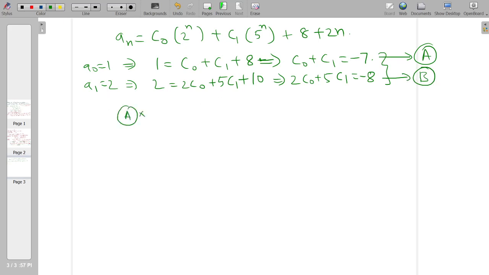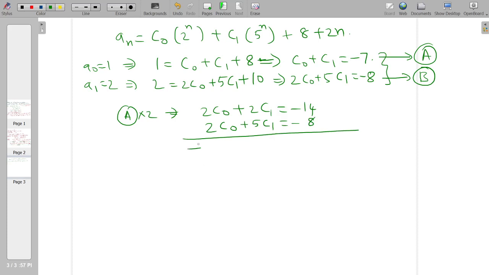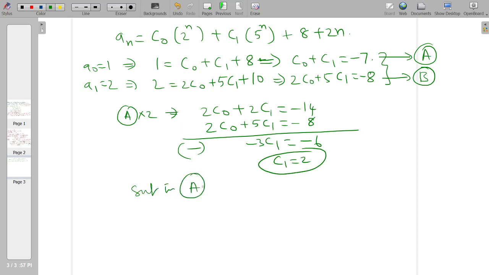So for that I multiply A with equation 2. I have 2C naught plus 2C1 is equal to minus 14. I have 2C naught plus 5C1 is equal to minus 8. And when I subtract this, I have minus 3C1 is equal to minus 6. C1 would be 2. And when I substitute it in A, I get C naught plus 2 is equal to minus 7, C naught is equal to minus 9.